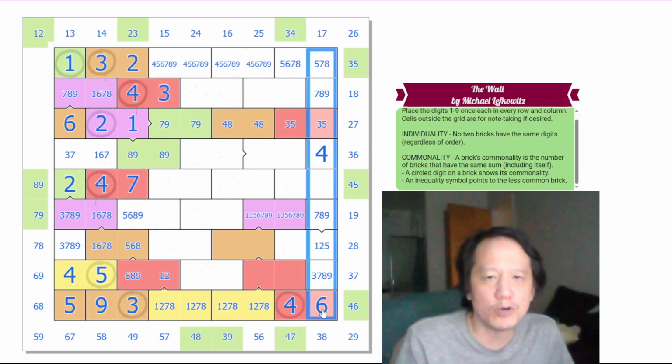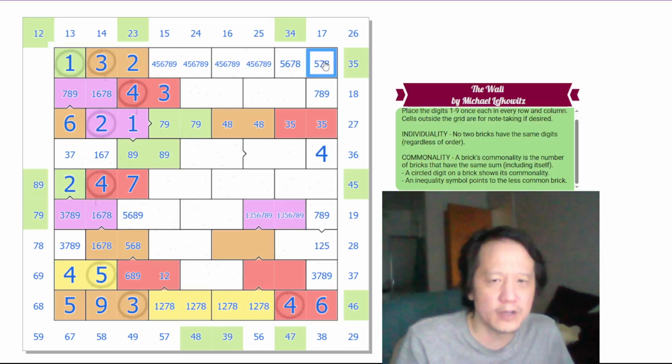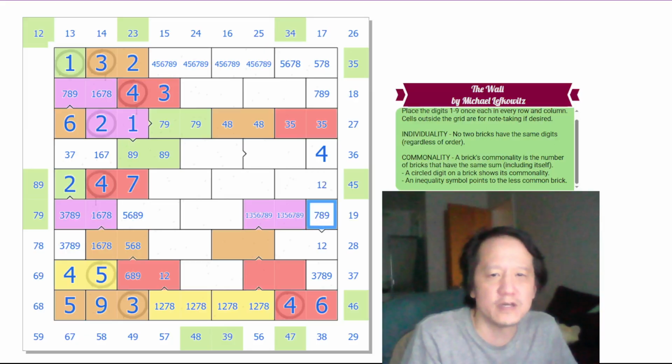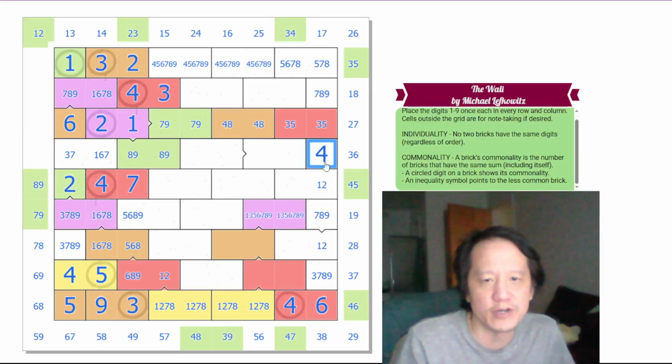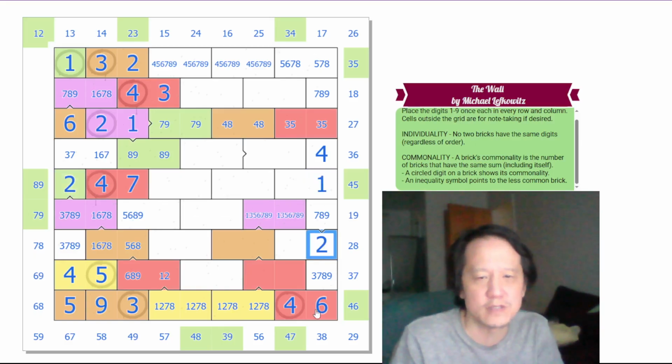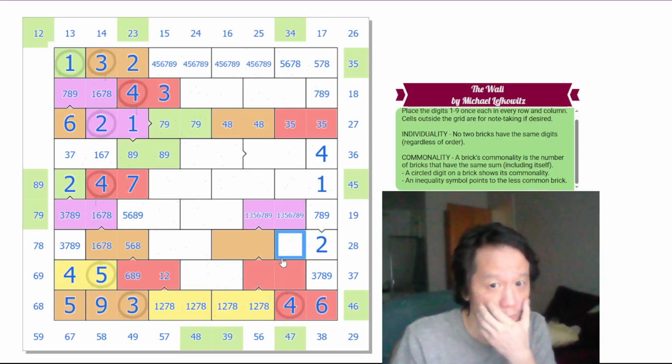Where are the 1 and 2 in column 9? Cannot be here anymore because of the 1, 2 pair. This has to be one of them, and this has to be the other one. Because the single bricks don't count. We already have a 1 and 2 in the single bricks. This can't be 1, 2. This can't be 1, 2. This can't be 1, 2. So this is 1, 2, 1, 2. So this is 2, which makes this 1, which makes that 2. Okay.